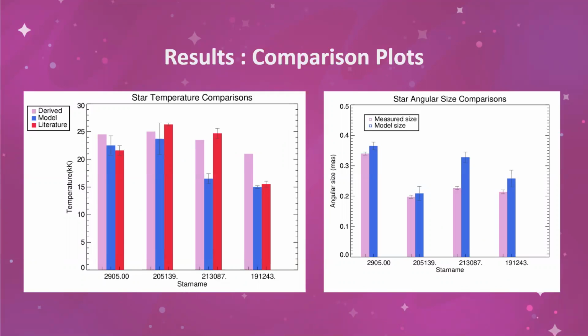Here comes the result, with 2 comparison plots. The left-hand side is the star temperature comparison between derived temperature, model temperature, and literature temperature. The 4 star samples briefly tell us that the derived temperature is higher than the model predicted. The right-hand side is the angular size comparison between the measured size and the model size, and you can see the model size is higher than the measured size. This supports our hypothesis that our model under-predicts the temperature and over-predicts the size.